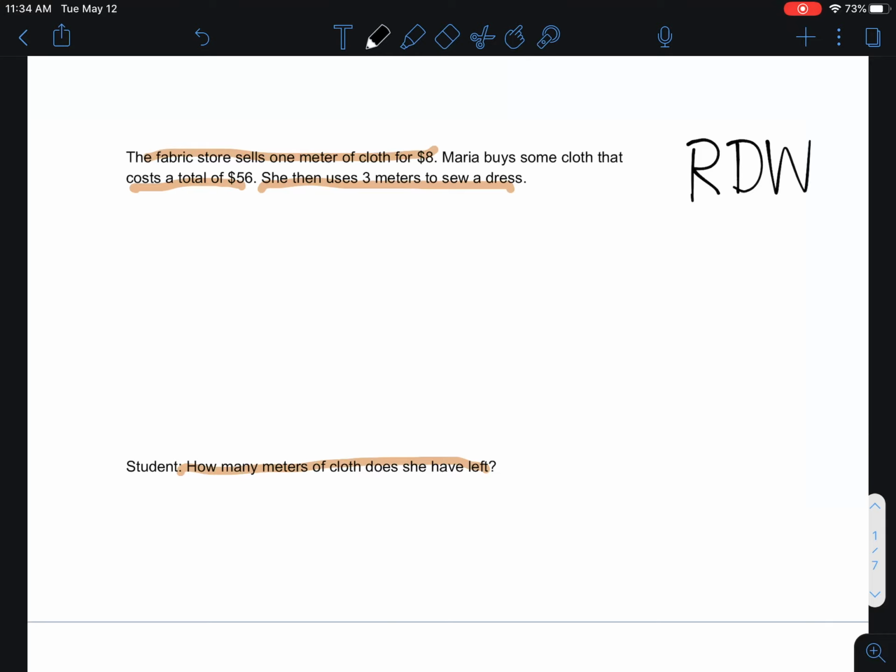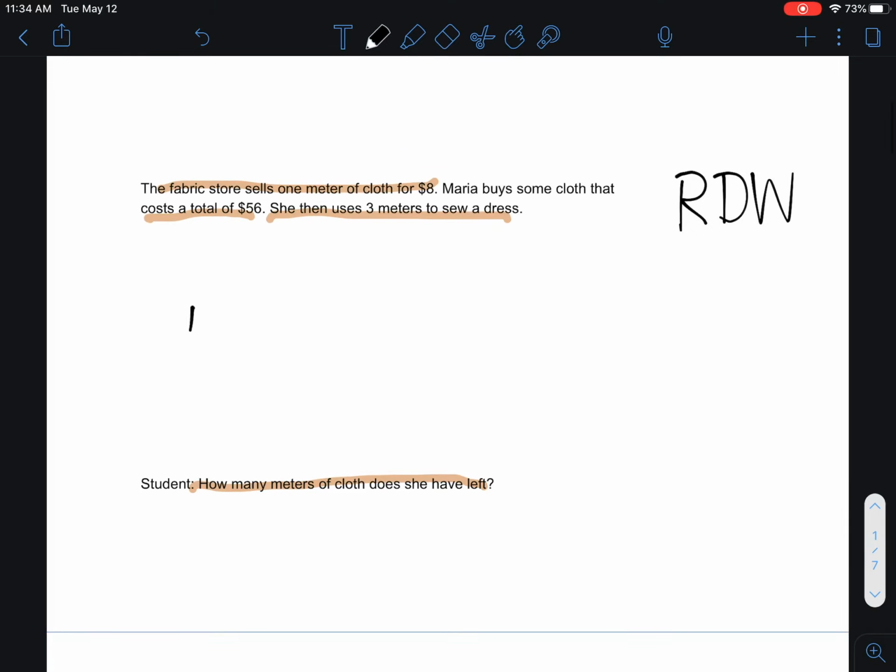Well, first, you have to find out how many meters of cloth Maria buys. And then after that, you have to find out how many meters she has left. So my first step to solve this problem is finding the total meters of cloth Maria buys. In order for me to do that, I am going to draw a tape diagram.